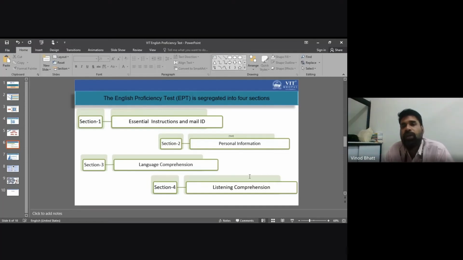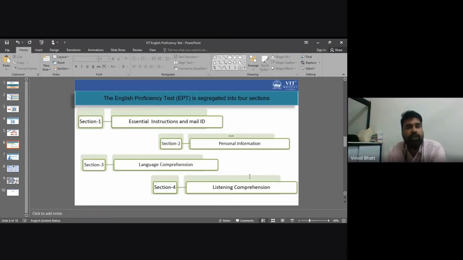Then you will be able to access section 2. In section 2, there is some personal information you have to give, for example, your name, your branch, your stream, and the school that you have joined here. School does not mean your previous school. School means, for example, computer science engineering, or computing engineering. So that is the name of your school. When you fill in all this information, you will be able to access section 3.